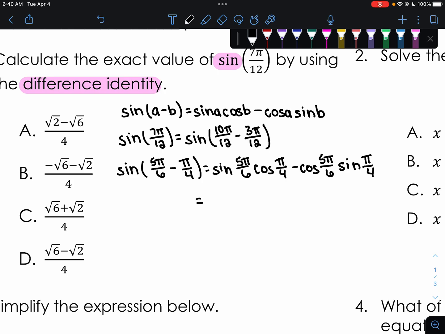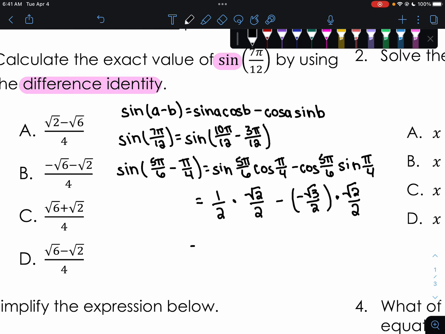Sine of 5 pi over 6, that would be your ring finger down. It's in the second quadrant, so that would be 1/2 for sine, and it's positive. Cosine of pi over 4 is rad 2 over 2. Minus cosine of 5 pi over 6. 5 pi over 6 for cosine is a negative rad 3 over 2. And sine of pi over 4 is rad 2 over 2.